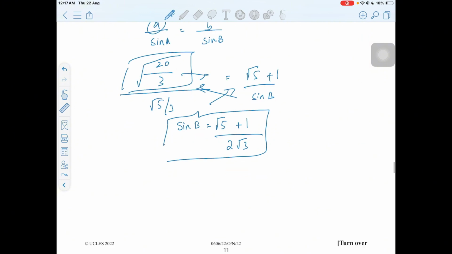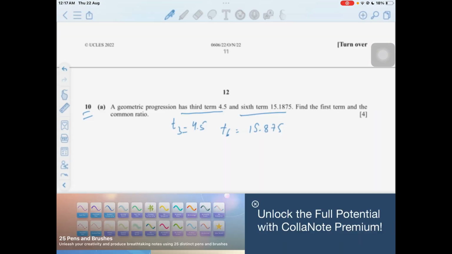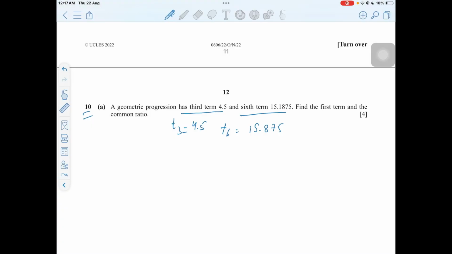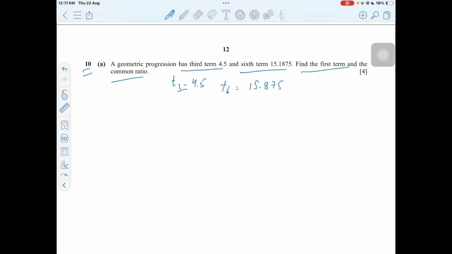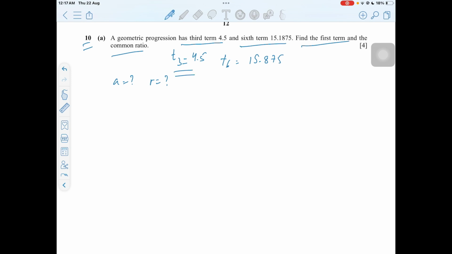Now moving on to question 10, I guess. Yes, question 10, where a geometric progression has third term 4.5 and sixth term, that is t6, equals 15.875. Find the first term and the common ratio, right? We have to find the first term, that is a equals question mark, and r equals question mark, right? So we are given t3.